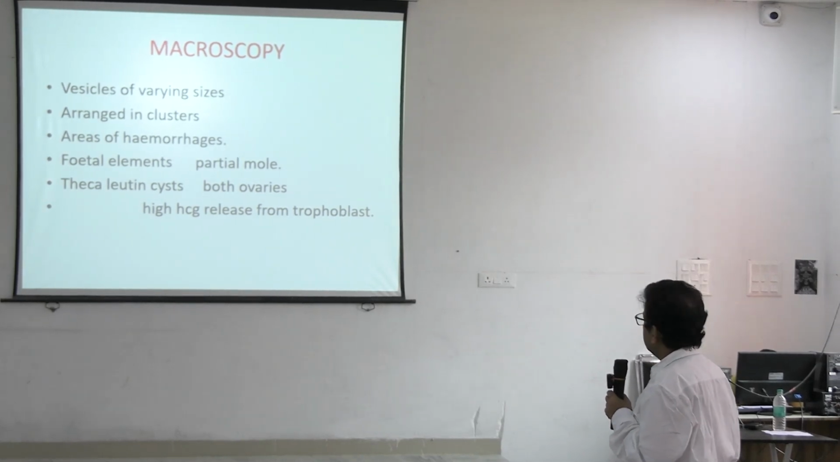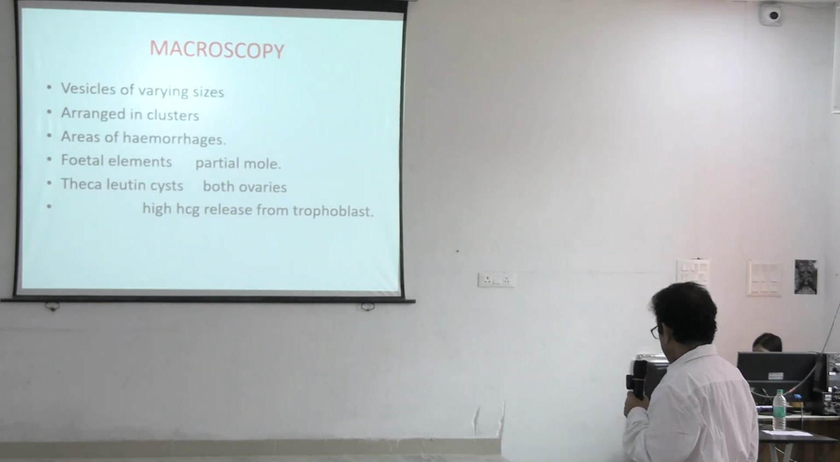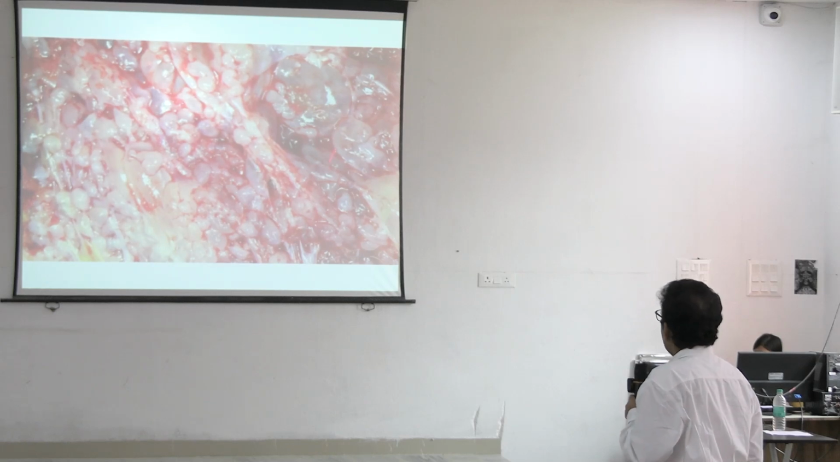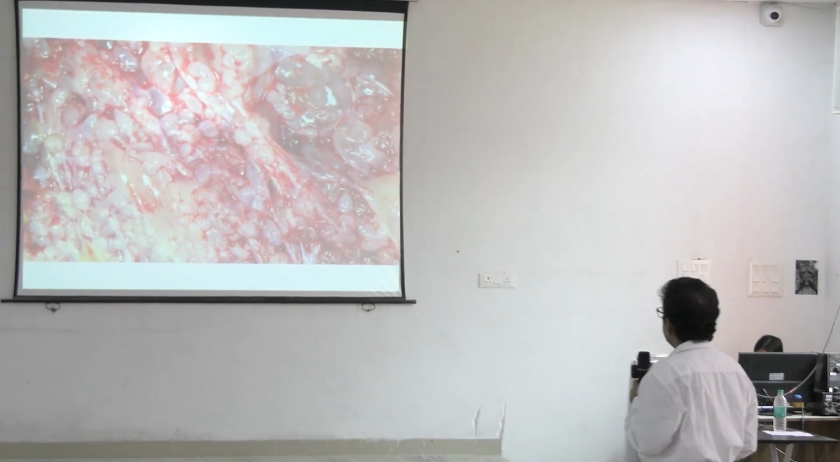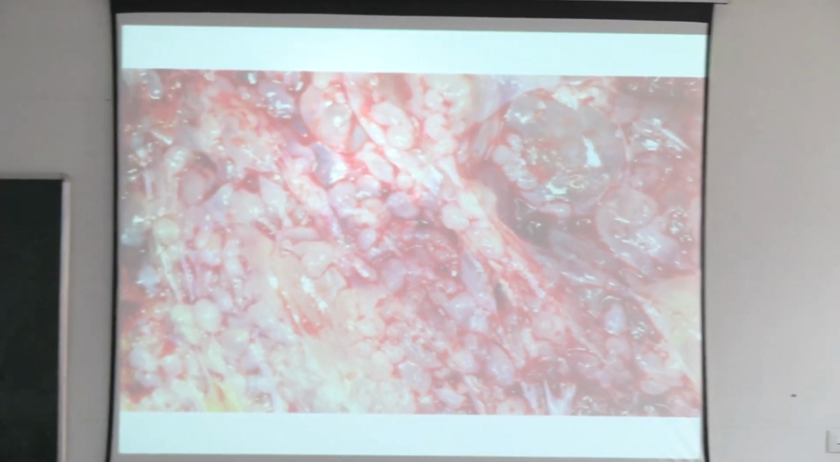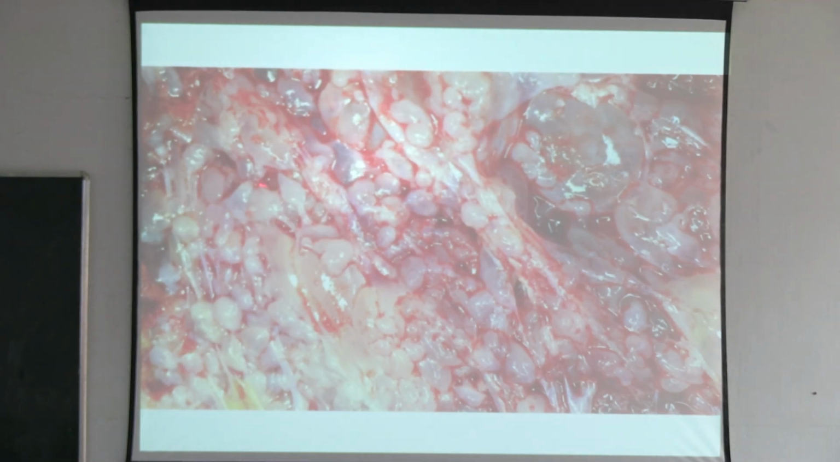So in molar pregnancy, we are getting the complete mole or partial mole. See, this is another picture, a magnified view of the molar pregnancy. So areas of hemorrhages are there. The vesicles have actually transformed into these cyst-like structures, cysts of varying sizes, and areas of bleeding are there.